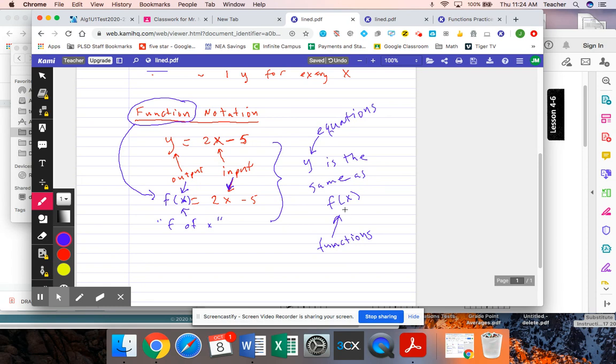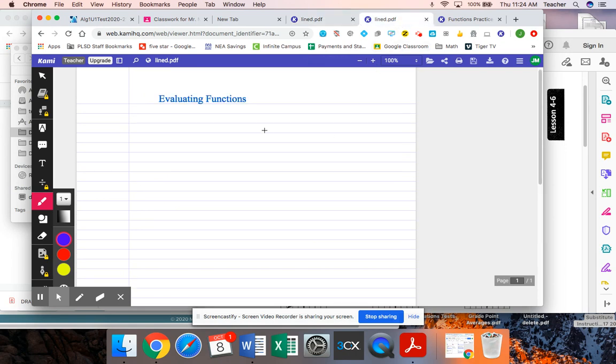Now, why would we worry about doing all that? Because when we start talking about functions, we're talking about different characteristics of the relationship. One thing we can do once we know about a function is we can evaluate the function. So, for example, by evaluating the function, remember you have function notation, f of x equals something. Let's say 2x minus 1.